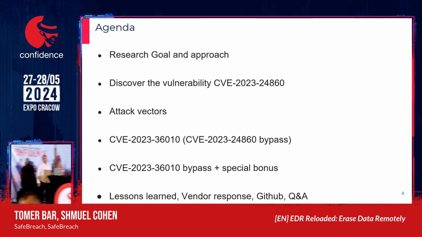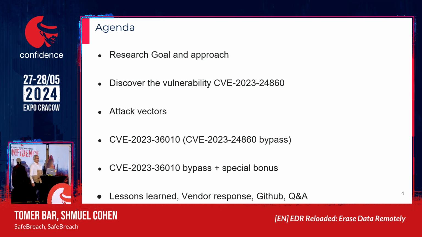Thank you, Shmuel. So we will start by introducing our research goal and approach. Then we will detail step by step how we discovered the vulnerability and how we used it with at least 10 different attack vectors. And then we will explain how we bypassed this vulnerability, achieved a second one, and even bypassed the second patch and achieved a third vulnerability and a special bonus that we will save for later.